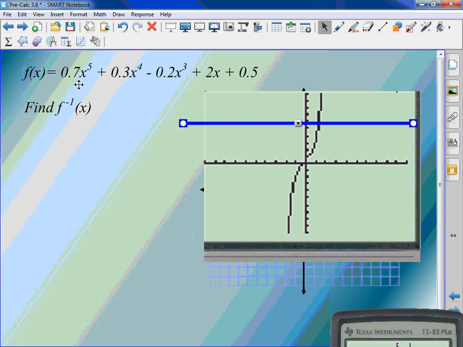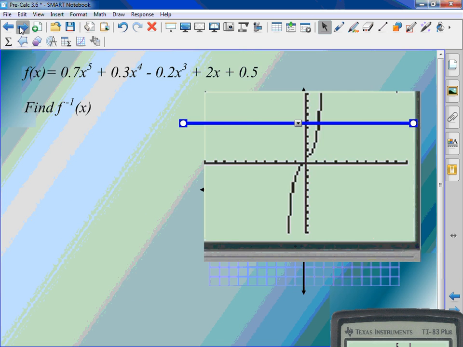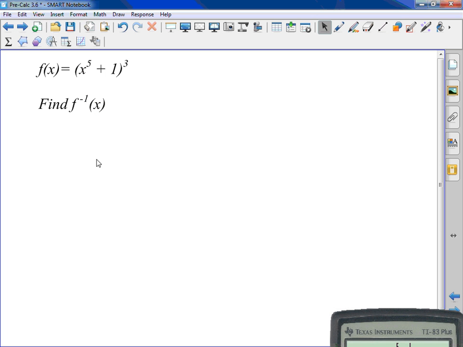This one here, I had y's all over the place. I don't know how to work with a fifth. This one here, I have y squared plus 4y. I know how to work with quadratics. Let me give it a try. If you get stuck, you get stuck. We can always work on that. Try this one.